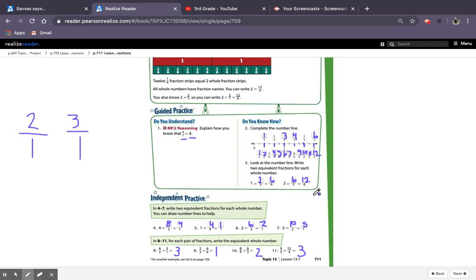But like I said, I encourage you to work on these equivalent fractions and solving them by using some division, because it helps you with equivalent fractions and just basic division overall.